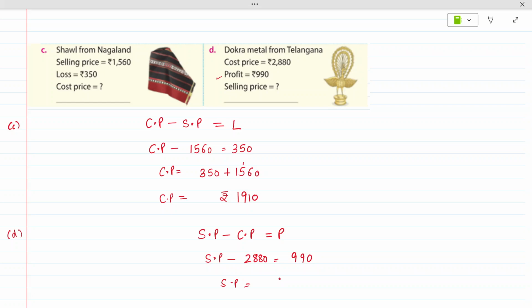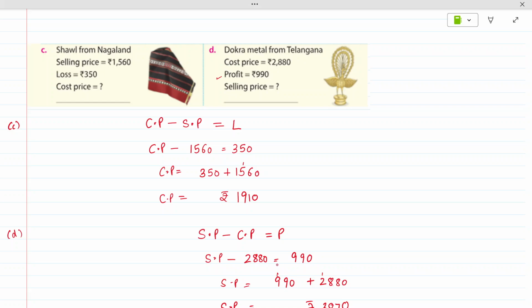It will be 990 plus 2,880. Let's add these two. 0 plus 0 will give us 0. 9 plus 8 will give us 17, so 7 here. 9 plus 1 will be 10, plus 8 is 18. And 2 plus 1 will be 3. So if you add them, you will get the same answer: rupees 3870. This is the selling price of this product.